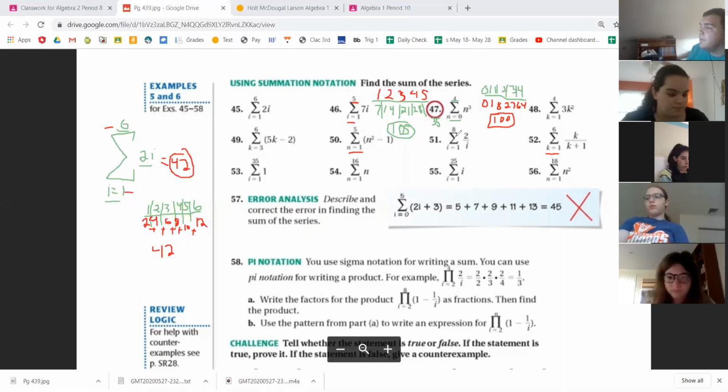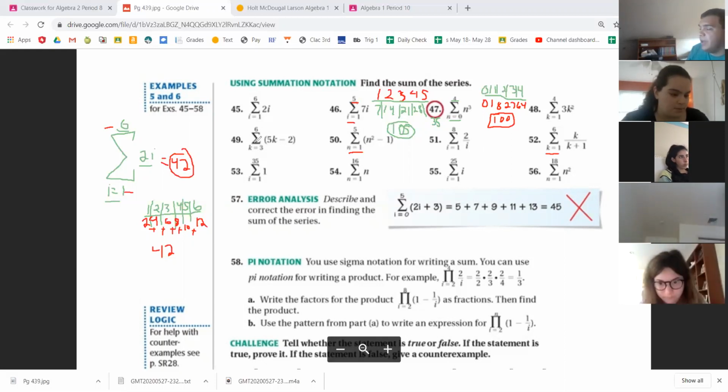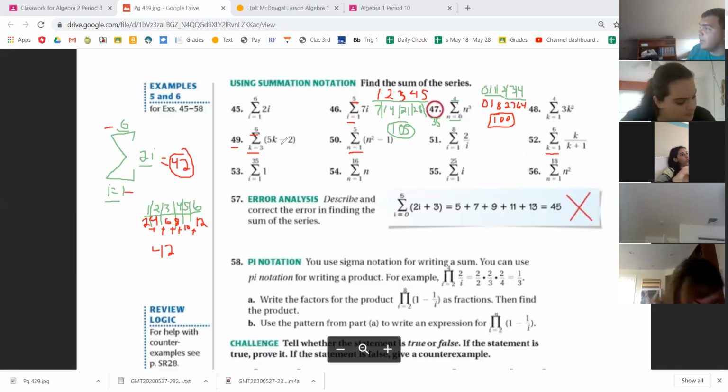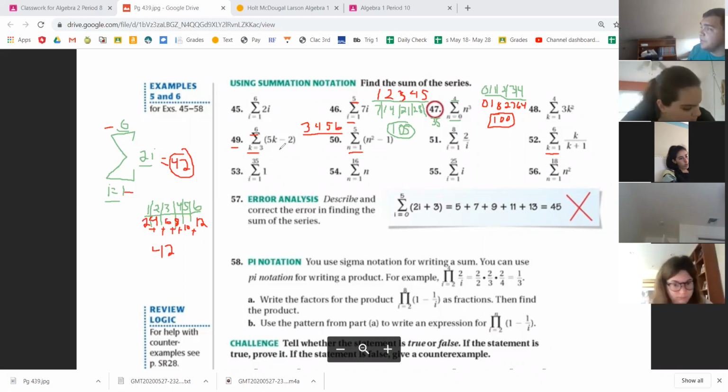That's fine. So it's 100, perfect, okay? I want to go right to 49. I'll leave you guys with 48 yourselves. But 49, notice that it starts at 3 and we go to 6. So the table is going to start at 3. So it's 3, 4, 5, 6. I'm talking about 49 here. And then you're going to plug in 3, 4, 5, 6 into this equation.